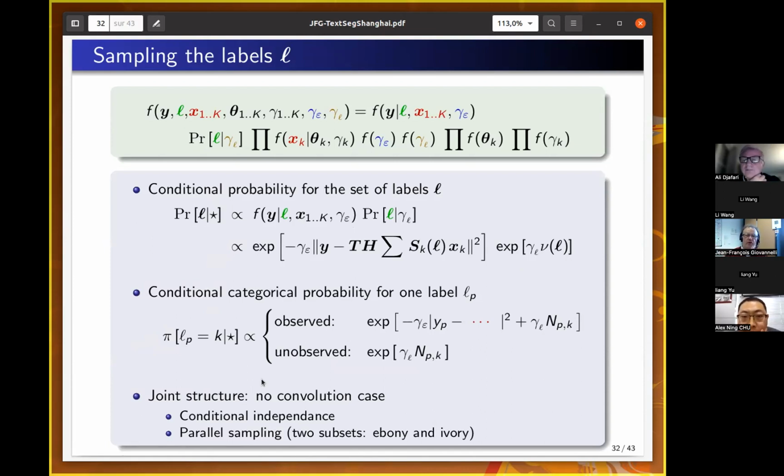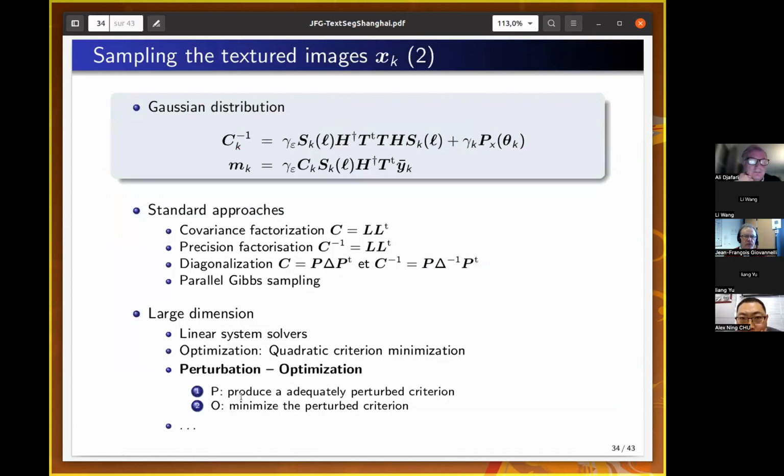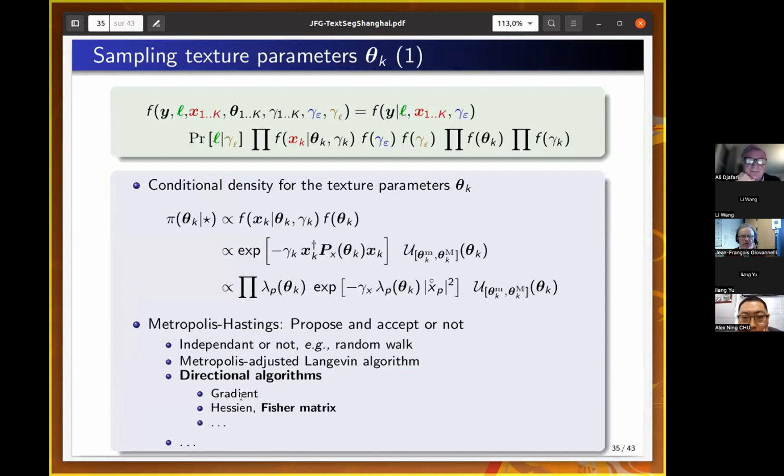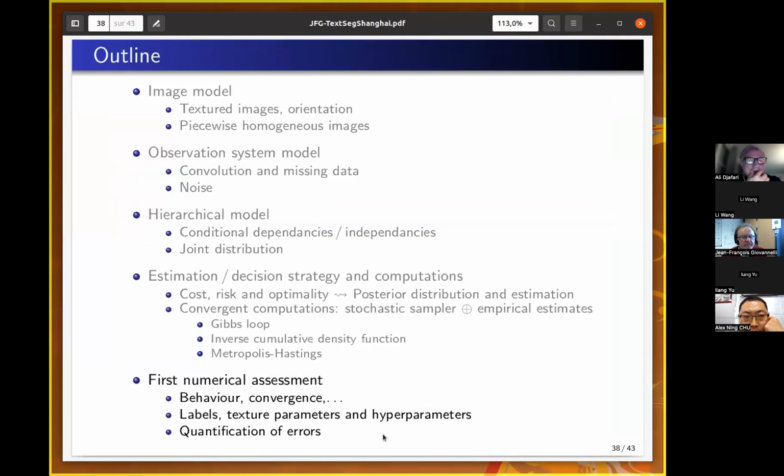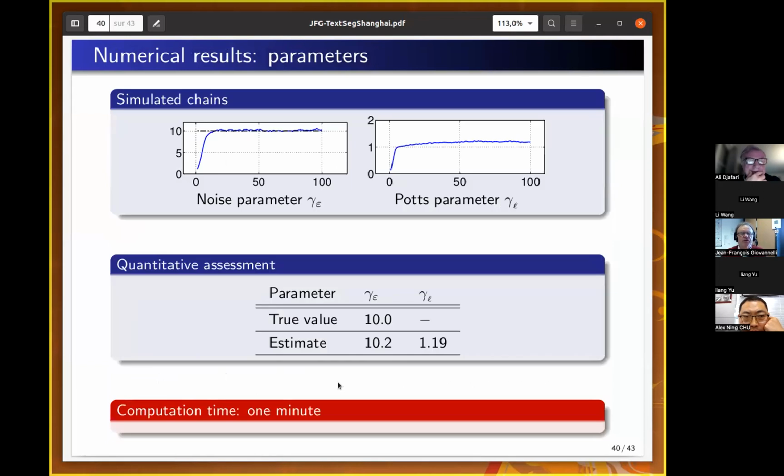It is longer than 1 minute when we deal with convolution, because we have additional correlation between the labels due to the point spread function. But we have, for example, the Swendsen-Wang algorithm or things like that to accelerate the computation of the sampling, even if we have convolution. Anyway, the computation time of course increases with the size of images.